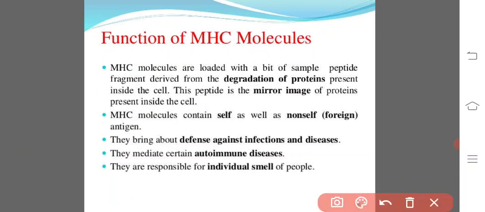And furthermore, some of the functions: MHC molecules are loaded with a sample peptide fragment derived from the degradation of proteins present inside the cell. This peptide is a mirror image of proteins present inside the cell. MHC molecules contain self as well as non-self, foreign antigens. They bring about defense against infections and diseases. They mediate certain autoimmune diseases. They are also responsible for the individual smell of people.